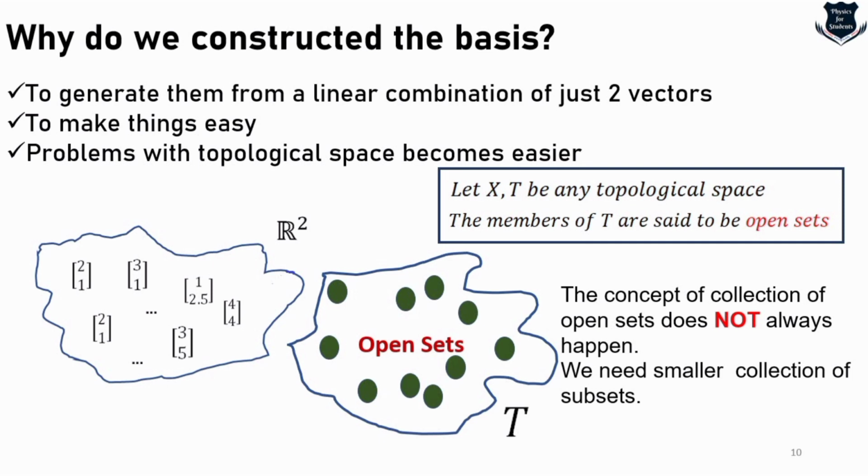As you can see in the picture, if these are the collections of open sets, then by definition this concept of a collection of open sets doesn't always happen. So we need a smaller collection of such sets, and that is the reason we need the basis. So the concept of basis is coming: if we are defining R2 with certain vectors, and if we are defining a topology with open sets, which we generally do, but it does not always happen, in that case we need a smaller collection of subsets. What do we do?